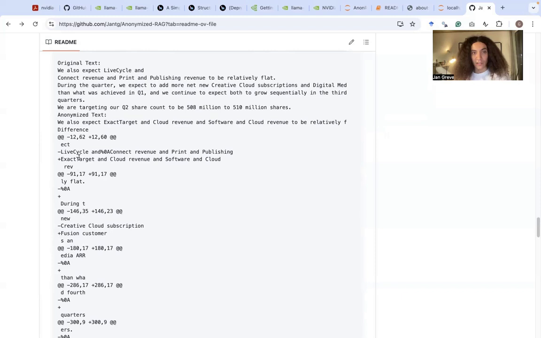So I hope you enjoyed this demonstration. This code can be run not only on earnings call data, but on some other data as well. So feel free to try it out on some other data and let me know how it works. Thanks for listening.